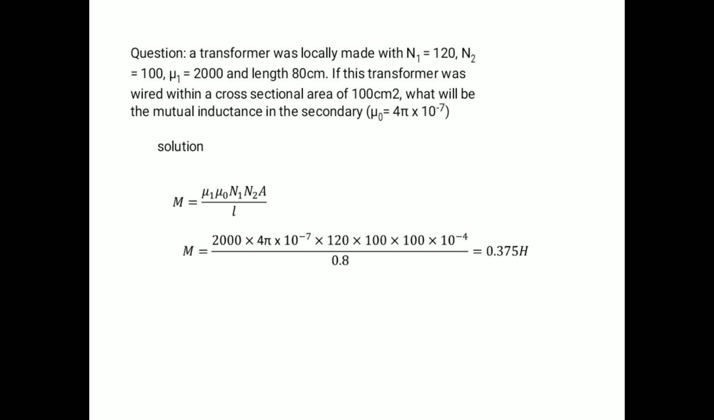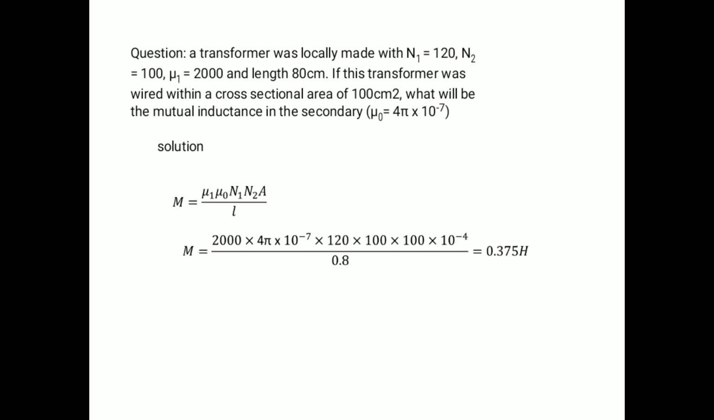So if we substitute the values, we are going to have this. The relative permeability is 2000, then the permeability of free space is 4 pi times 10 to the power minus 7. I would like to say here that the relative permeability shows that the transformer is in a medium that is not vacuum. But if the medium was vacuum, then we would not need to bother with that. So your N1 is 120, your N2, okay, I think I reversed, N1 is 120, N2 is 100.